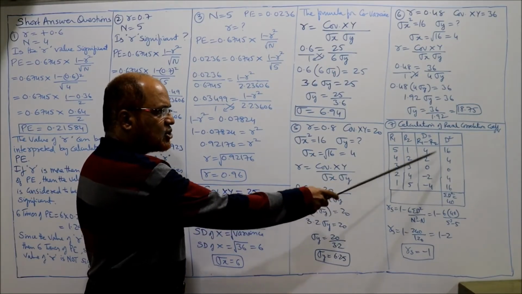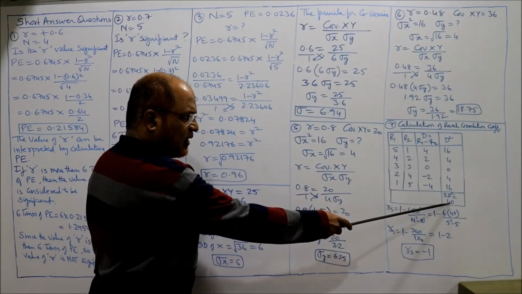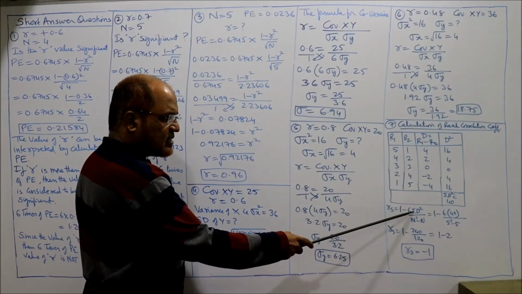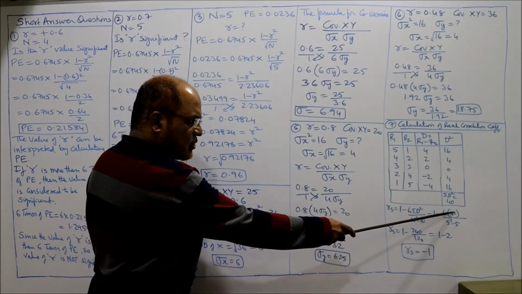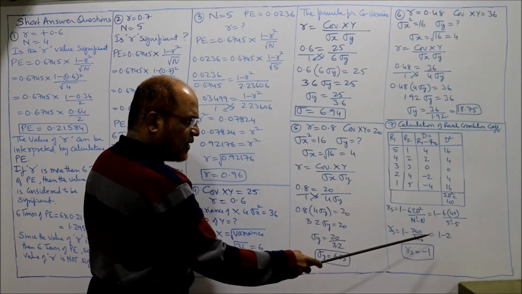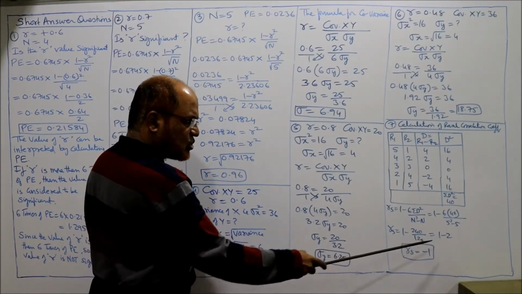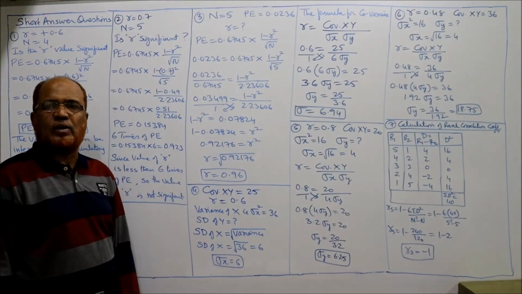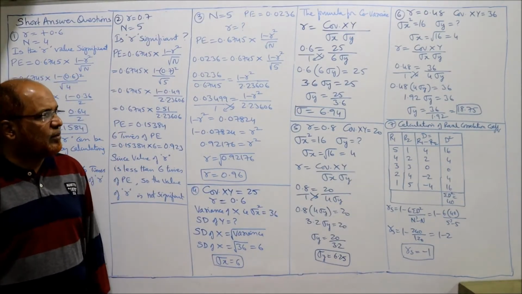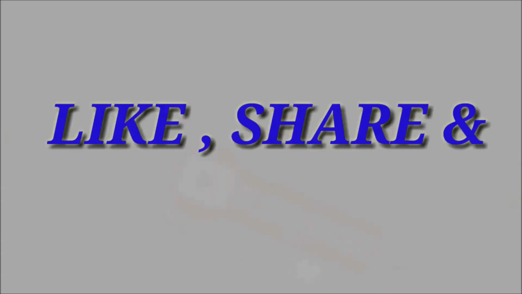We take the difference, square it, and summation d square is 40. So RS is equal to 1 minus 6 summation d square by n cube minus n. Summation d square is 40. 6 into 40 divided by 5 cube minus 5. So 240 by 120 is 2, and 1 minus 2 is minus 1. So the rank correlation coefficient you get is minus 1. That's all. These are the short problems. 7 problems we have completed.